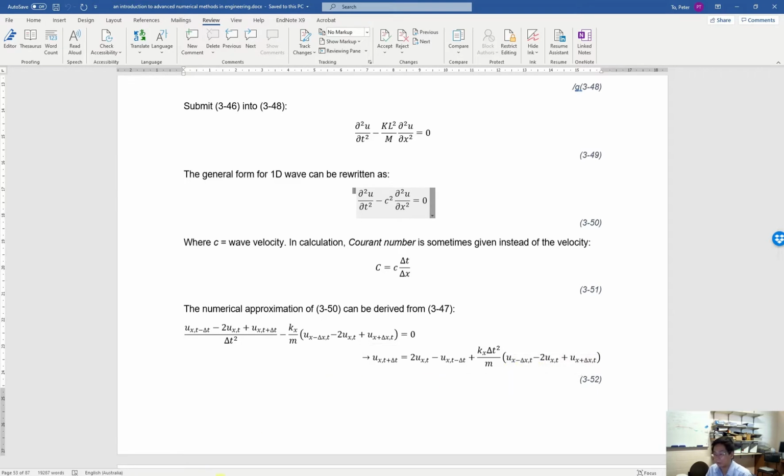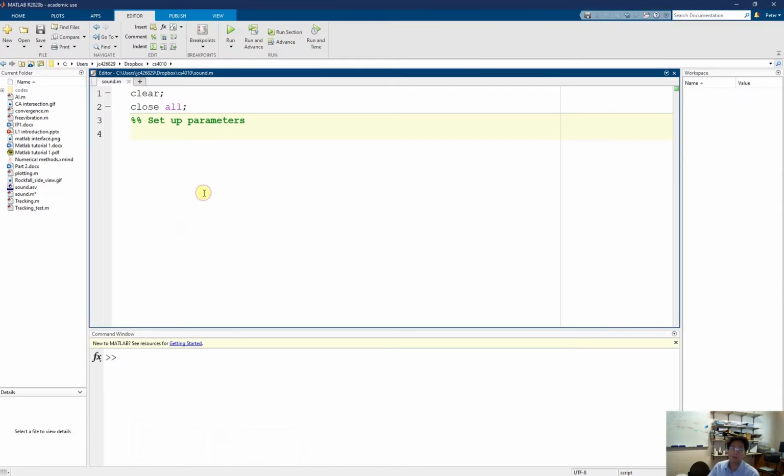Now let's do a MATLAB example for this. In the first step, I need to set up the parameters for my simulation, like the mass of the environment, the stiffness of the environment, and the time of simulation. My first parameter is Tf, which is, for example, just 10 milliseconds, because sound propagates very quickly and I don't need to look at a long range of time. So this will be my final time of simulation. And my time step is about 10 to the minus 5. So this will be my time step.